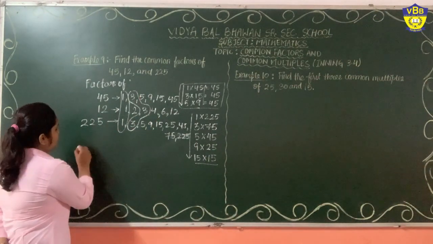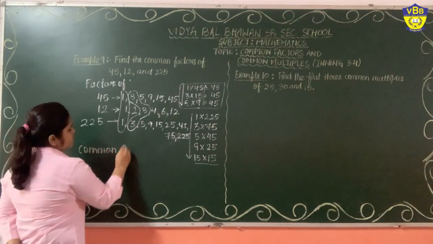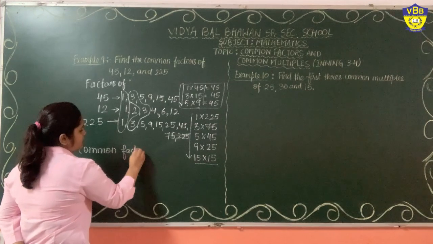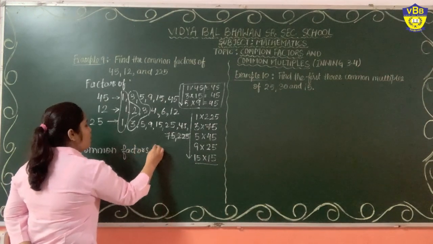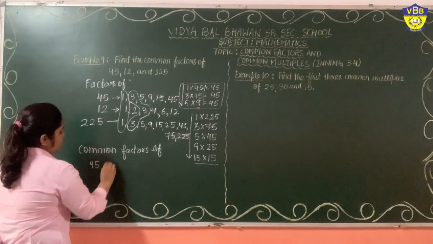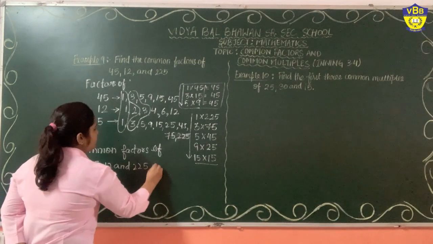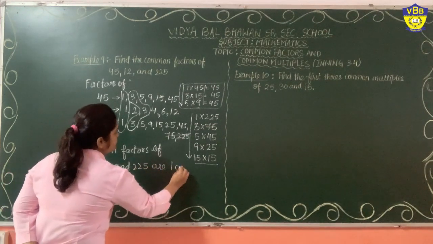So what are the common factors? We have to write the final statement. Common factors of 45, 12 and 225 are 1 and 3.